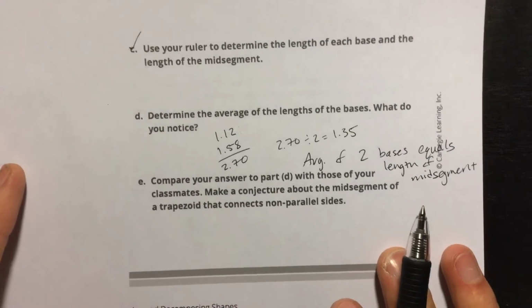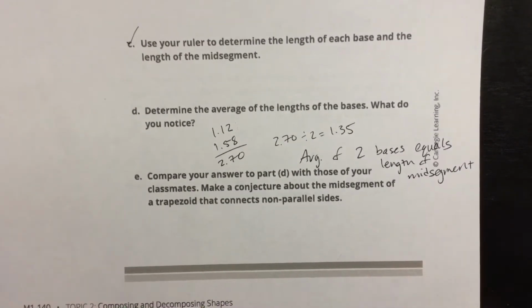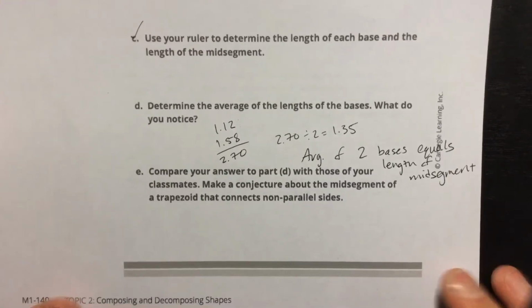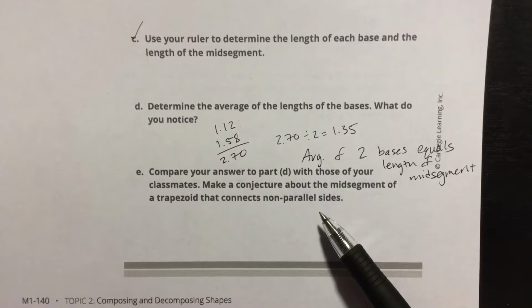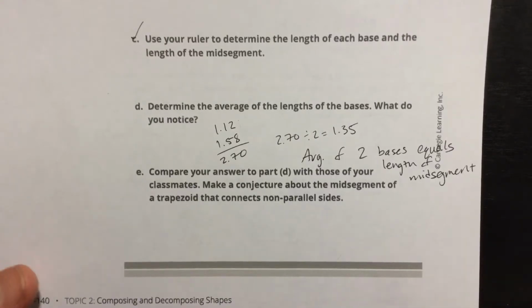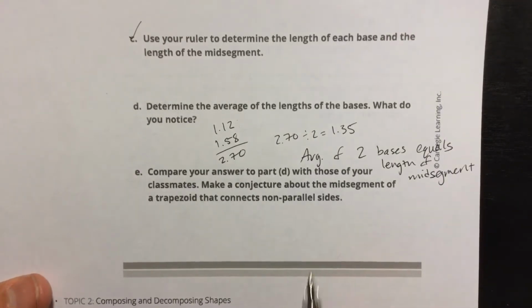And now E says, compare your answers to part D with those of your classmates. Make a conjecture about the mid-segment of a trapezoid that connects non-parallel sides. So unfortunately, I don't have any classmates here. I do have some housemates that are kind of lurking around the house. I hear one of them making breakfast right now. But they unfortunately didn't do their homework. They didn't do this. So I can't compare with them. So I'm going to go ahead and make a conjecture on my own, okay?